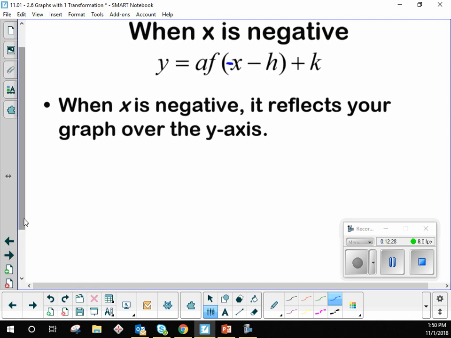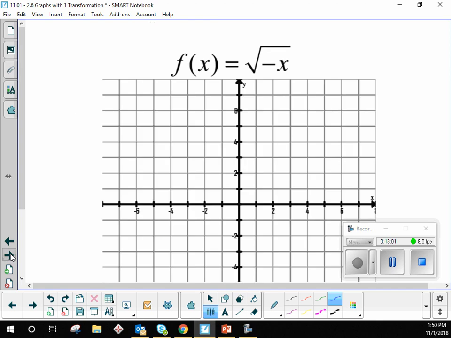So if you have some point here on your original graph, and you're taking the x value and making it negative, so now that exact point is just going to be over here. So whatever your graph here is reflects over the y-axis. So now the y-axis is like a mirror, and that point reflects over when your x is negative here. So here's an example of that. So we have absolute value of negative x. The negative's on the inside, right in front of x.